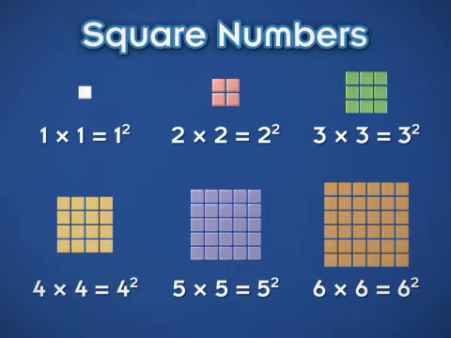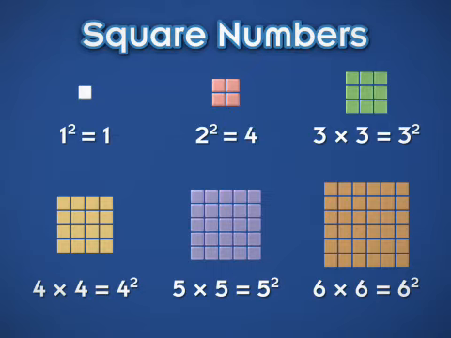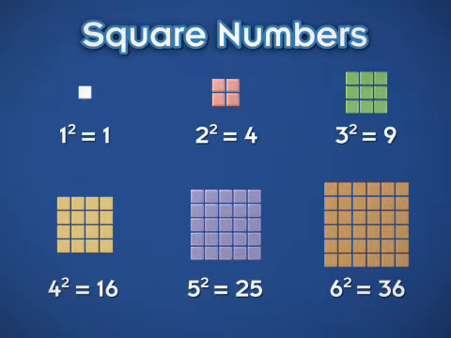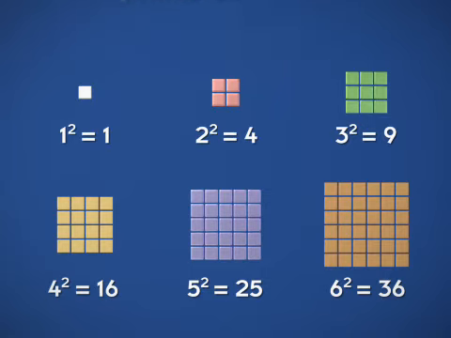The first 6 square numbers are 1 squared, which is 1, 2 squared, which is 4, 3 squared, which is 9, 4 squared, which is 16, 5 squared, which is 25, and 6 squared, which is 36. A square number is sometimes called a perfect square.